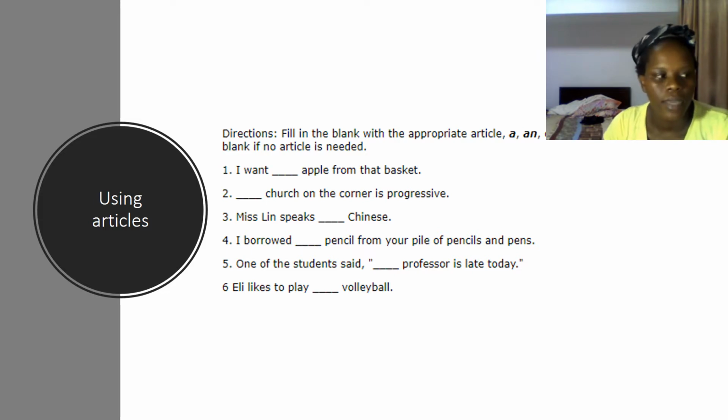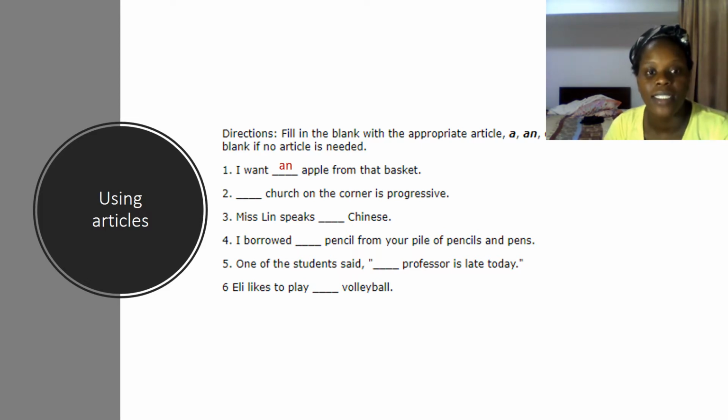Now, I want you to fill in the blank with the appropriate article: a, an, or the. If there is no article needed, just leave the space and complete the sentence. Does it make sense? You put in the correct article from those three, a, an, and the. If there is no need, it's fine. You can leave it blank, right? We're gonna go ahead with our first sentence.